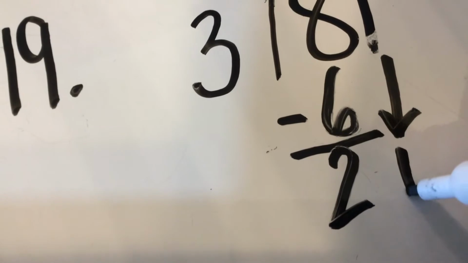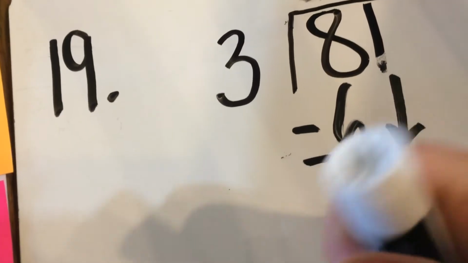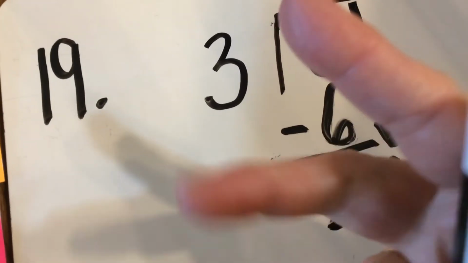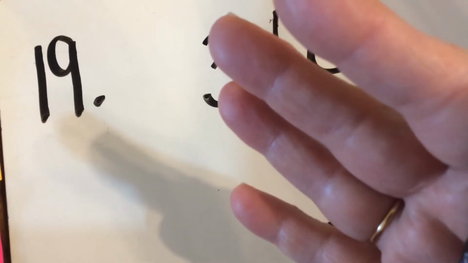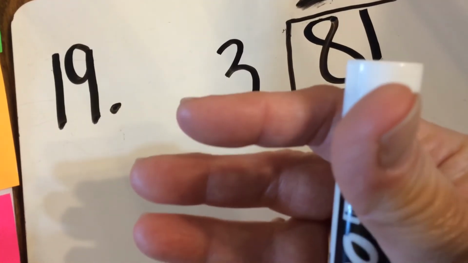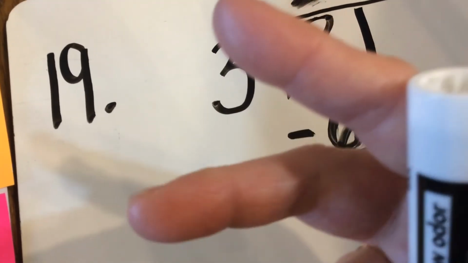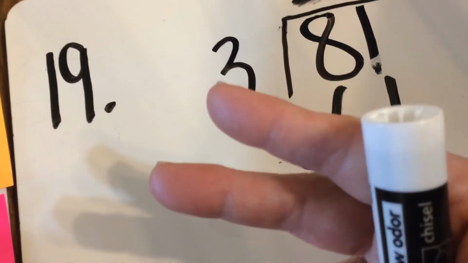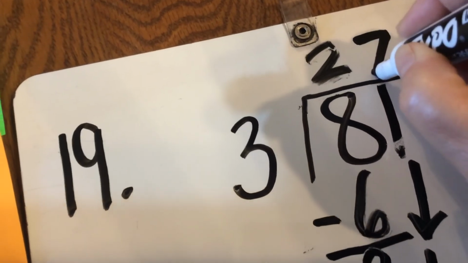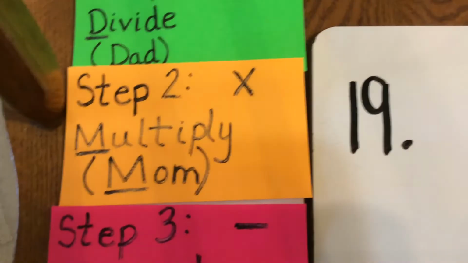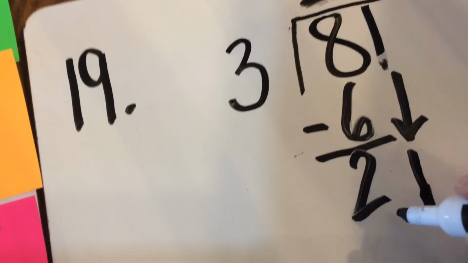So we have 21. How many times does 3 fit into 21? Well, we have 3, 6, 9, 12, 15, and then the 6th one is 18, the 7th one is 21. So 7 times 3 goes into 21. So we're going to put a 7 up here. And then remember step 2, multiply. 7 times 3 is 21.